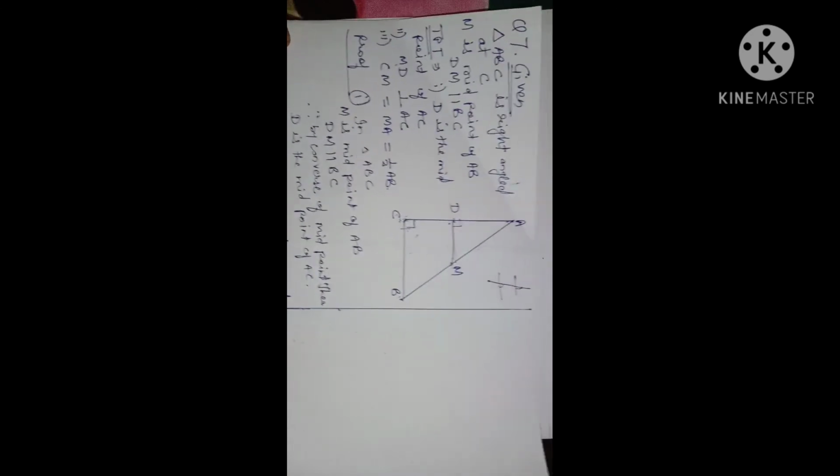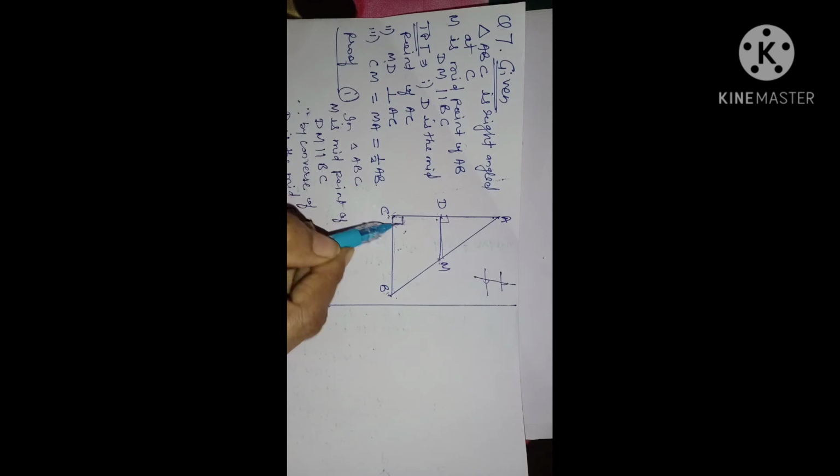And ACB जो है, it is given that it is 90 degrees. Angle C is 90 degrees. So angle ADM will also be 90 degrees. Hence, it is proved that MD is perpendicular to AC. Understood? Now, the third part, which is also very simple.